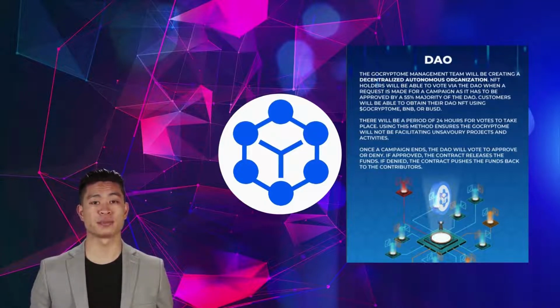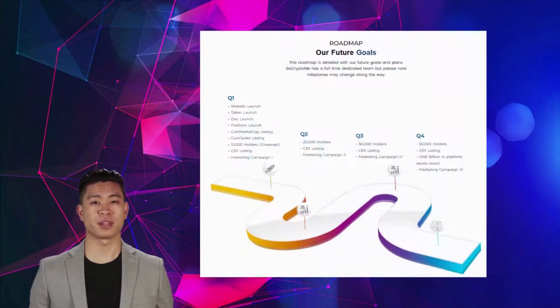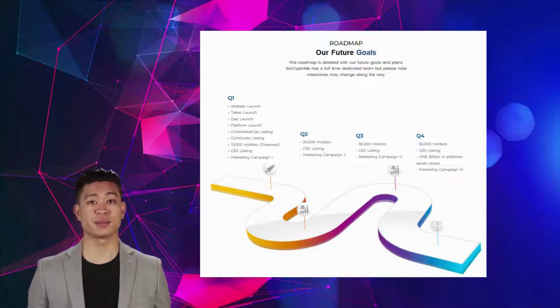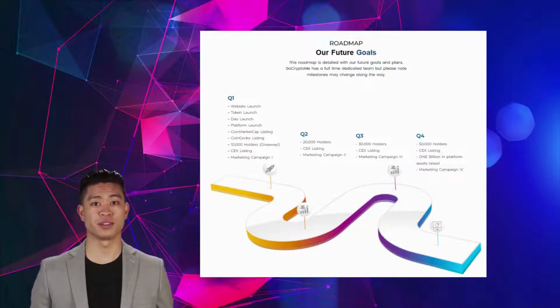If we look into the roadmap, we can see that in quarter one, they have planned to launch the website and the token, which they did. The decentralized autonomous organization they didn't launch yet, and I'm actually not sure how come there is already crowdfunding if there is no way to take part in the vote. Then they have centralized exchange listing in every quarter. For the moment, they are not listed on any exchange, so let's see if they are going to get listed anywhere in this next month as quarter one will finish.